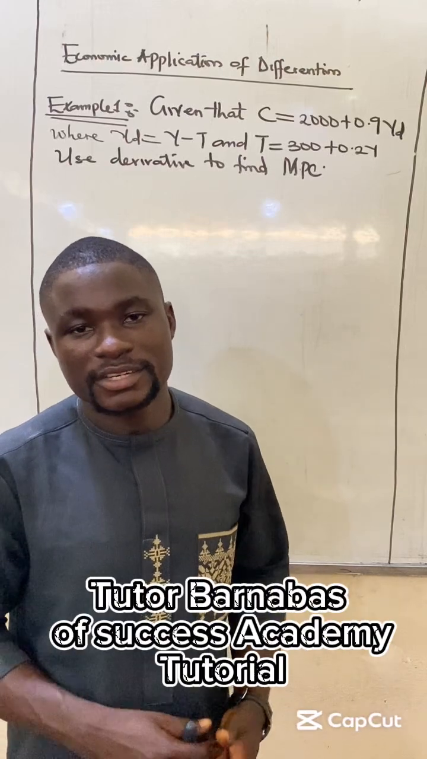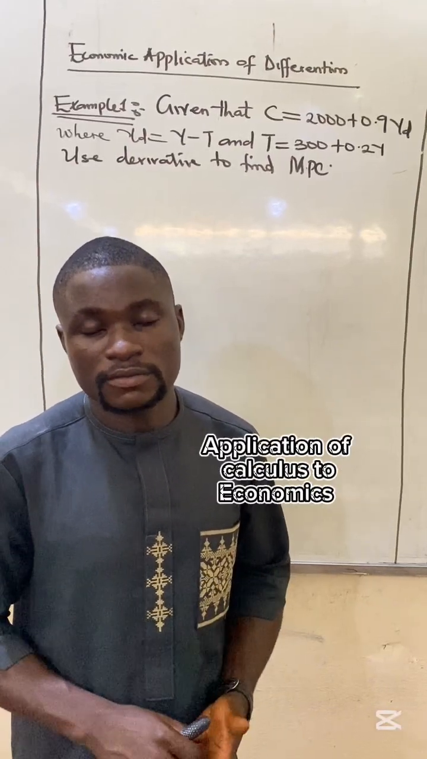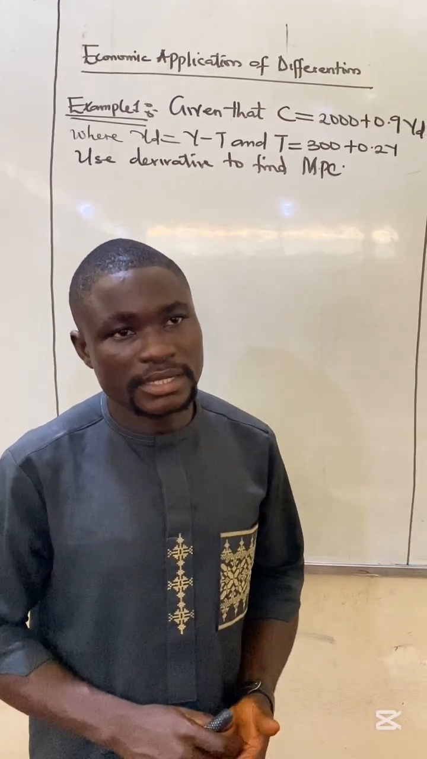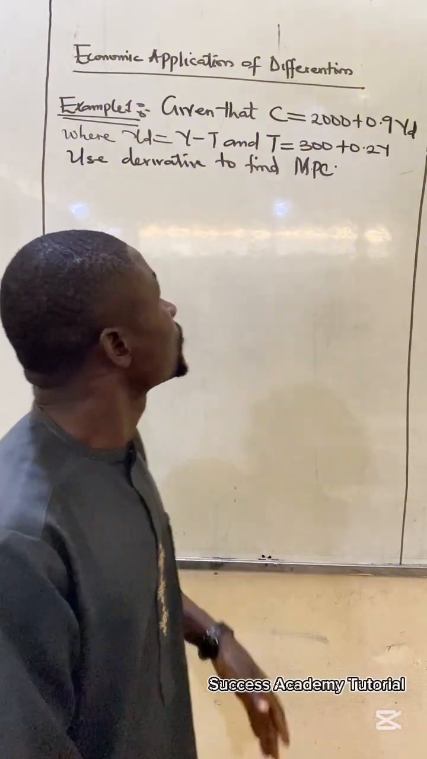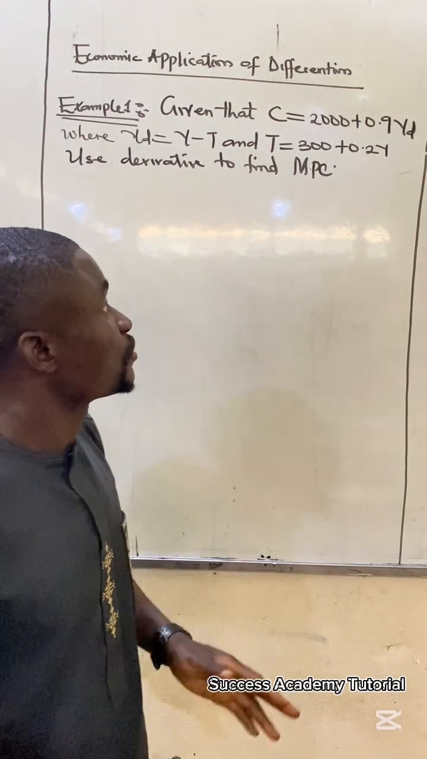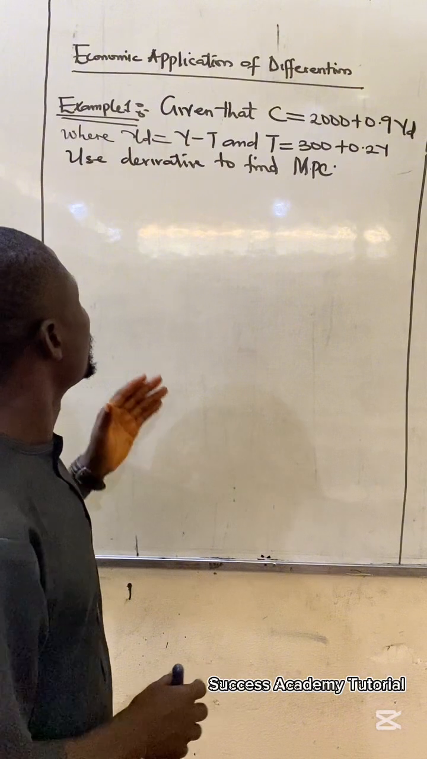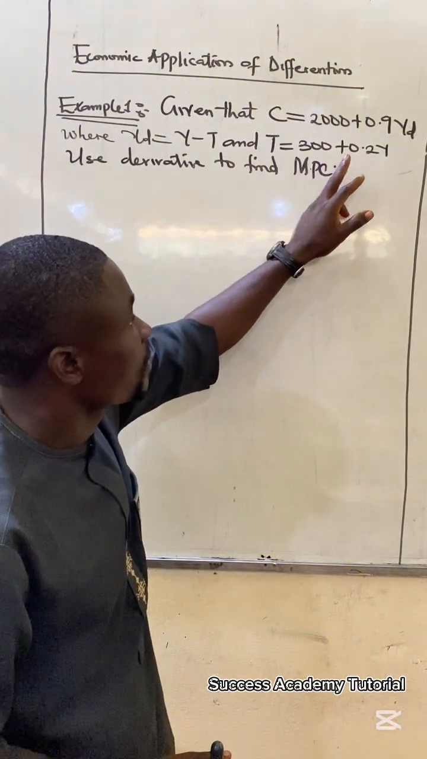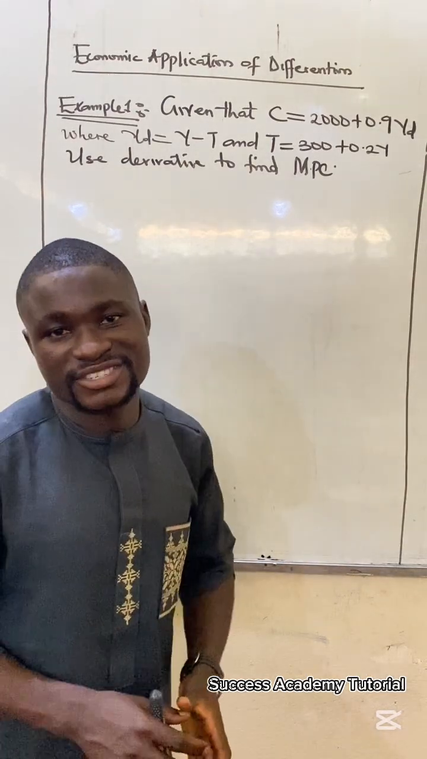Hello viewers, here is a question that relates application of calculus to economics. Let's look at differentiation to be precise. Look at this question. Given that C is equal to 2000 plus 0.9 yd, where yd is equal to y minus t and t is equal to 300 plus 0.2y, use derivative to find MPC.